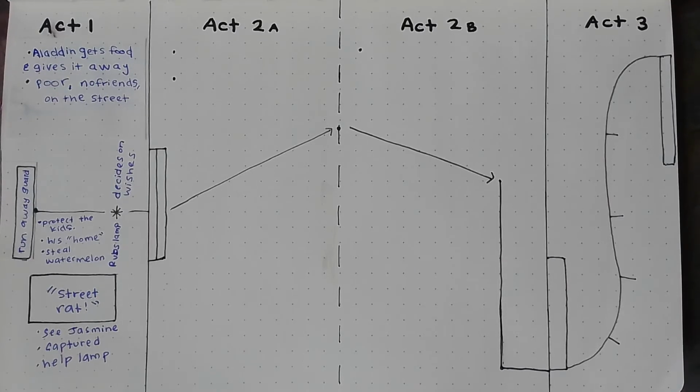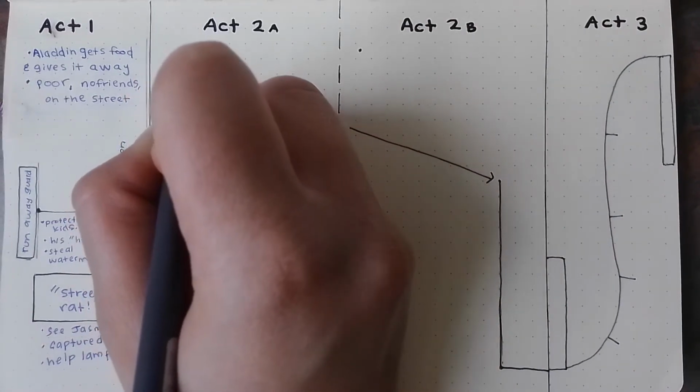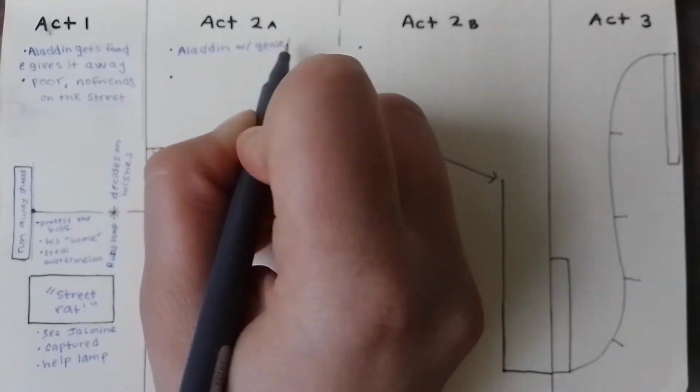Now your main character is pushed into Act 2. Your main job of Act 2 is to give your reader the promise of the premise or act on the blurb of the book or movie. In Aladdin, this is Aladdin using the genie from the lamp to become a prince.